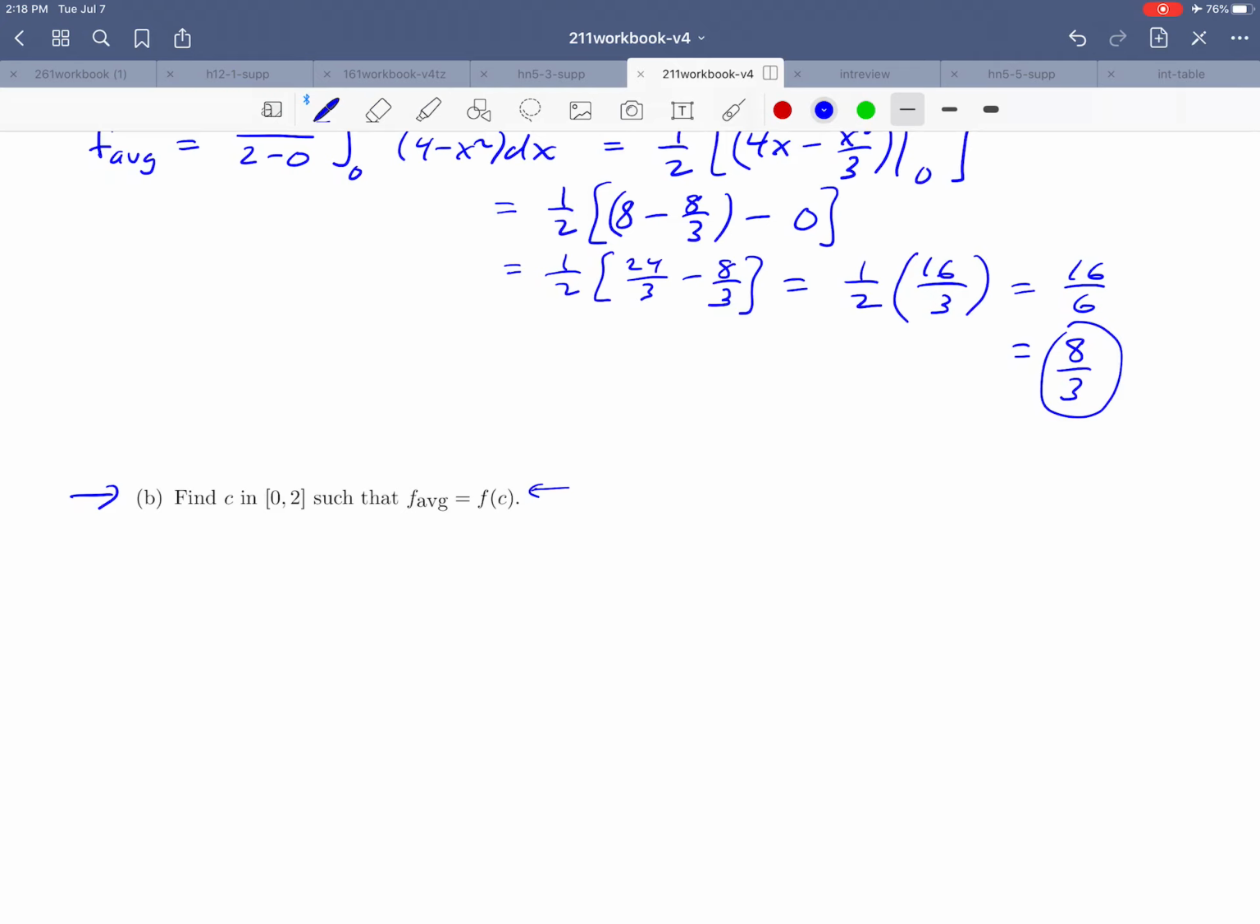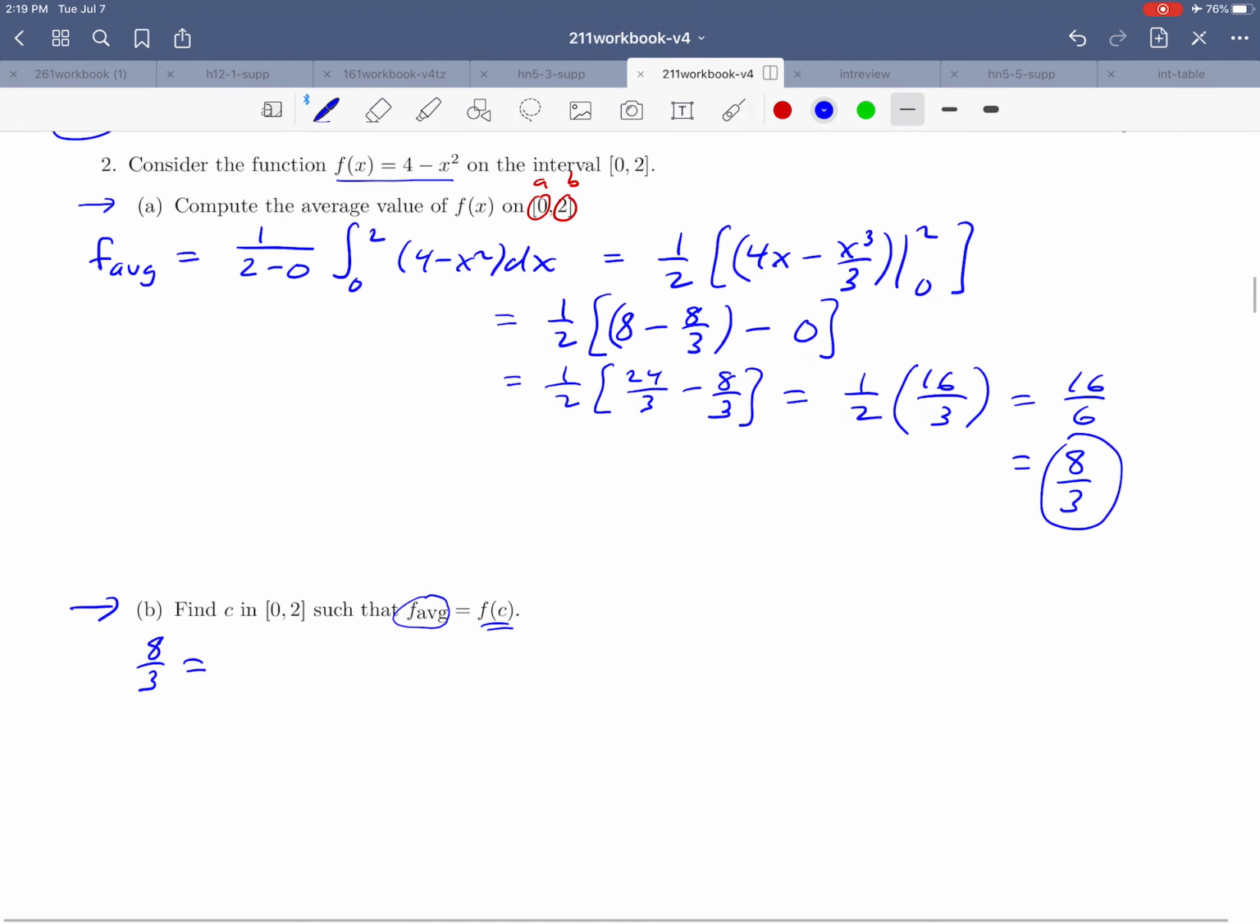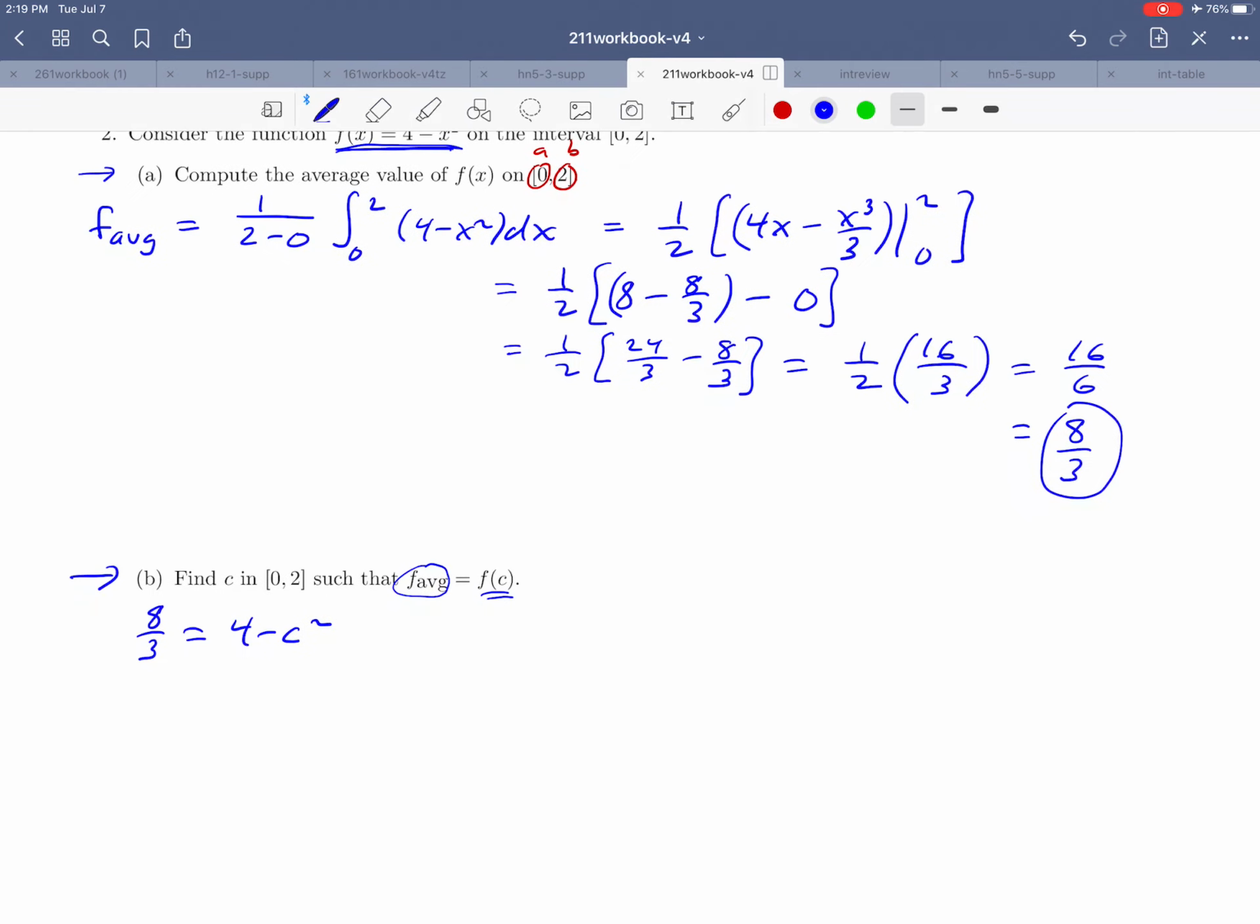Okay, so just thinking strictly algebraically here, we know what the average value is. We just calculated that in part A, so the left-hand side of our equation is just 8/3. Okay, what is the right-hand side? Well, f of c is just saying take the number c and substitute it into our function. Okay, so if f of x is 4 minus x squared, then f of c is just 4 minus c squared. Okay, and so really, they're just asking us to solve this equation for c.